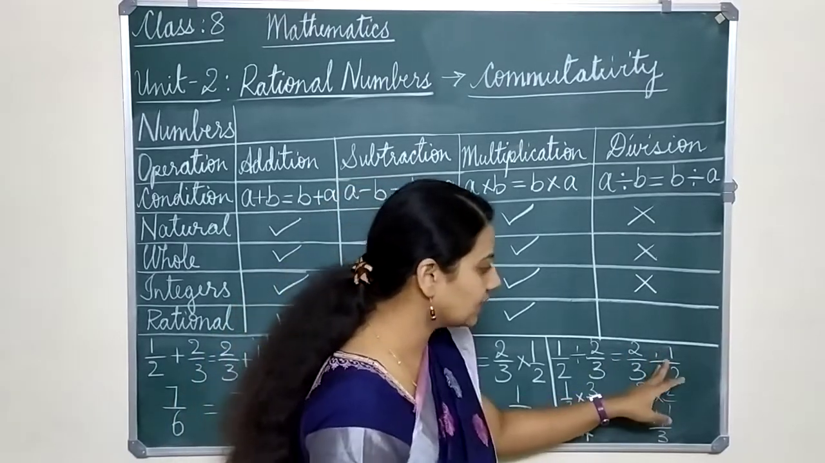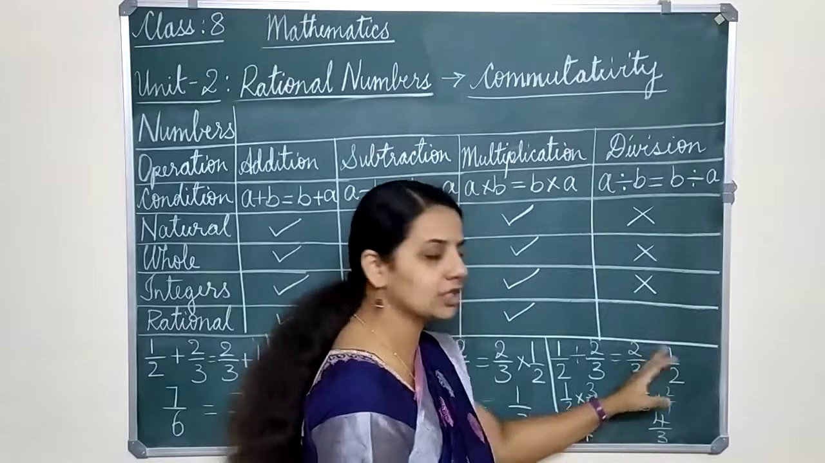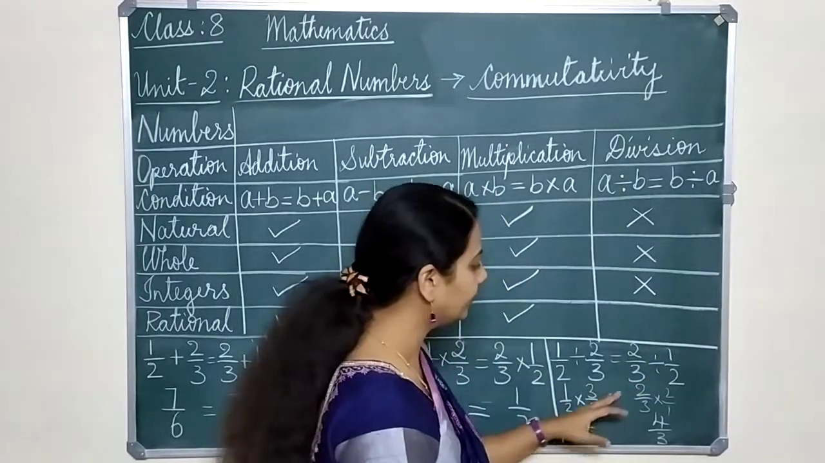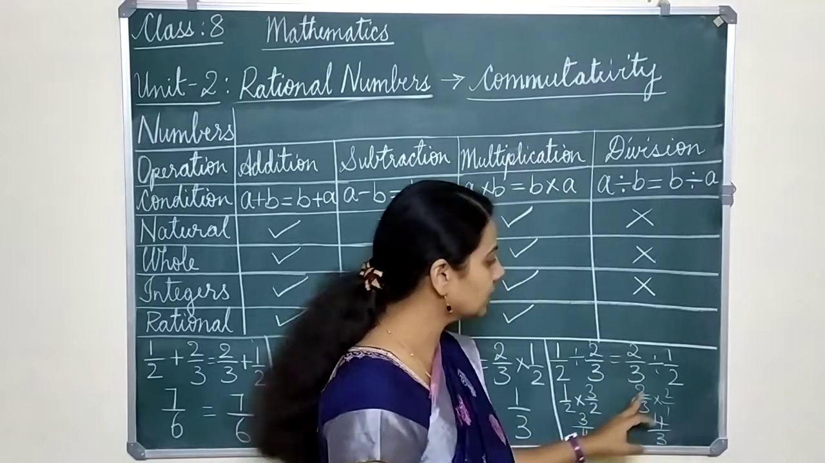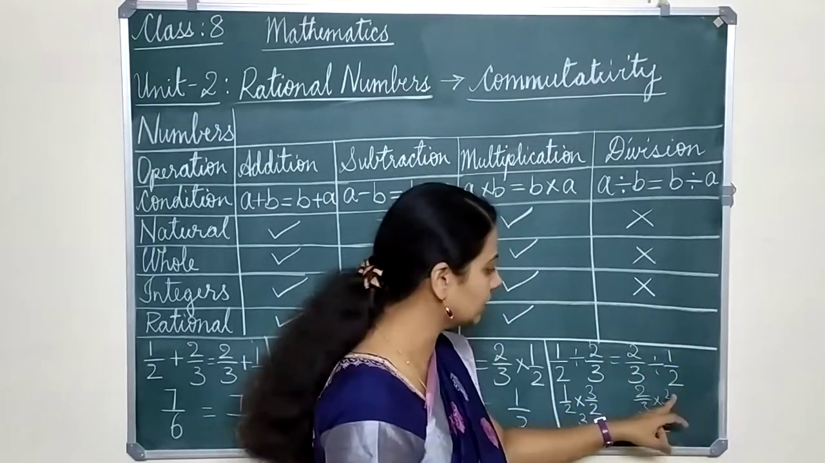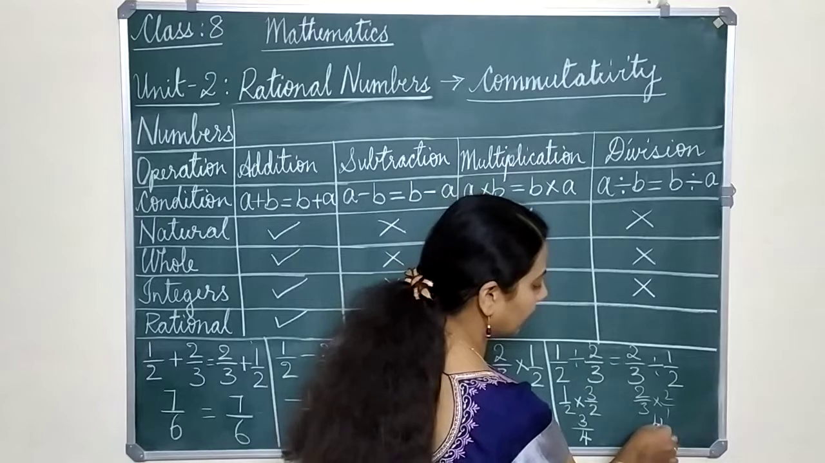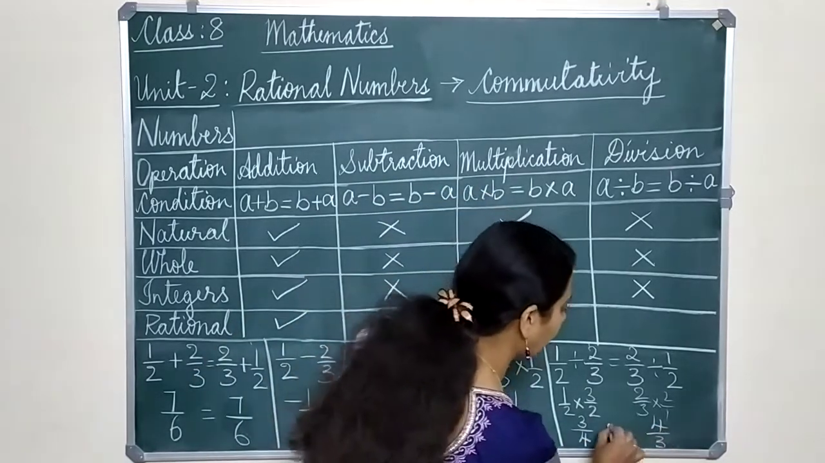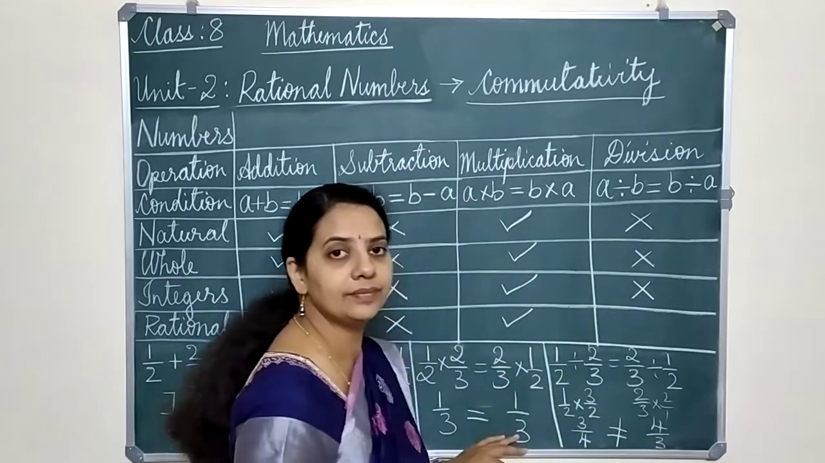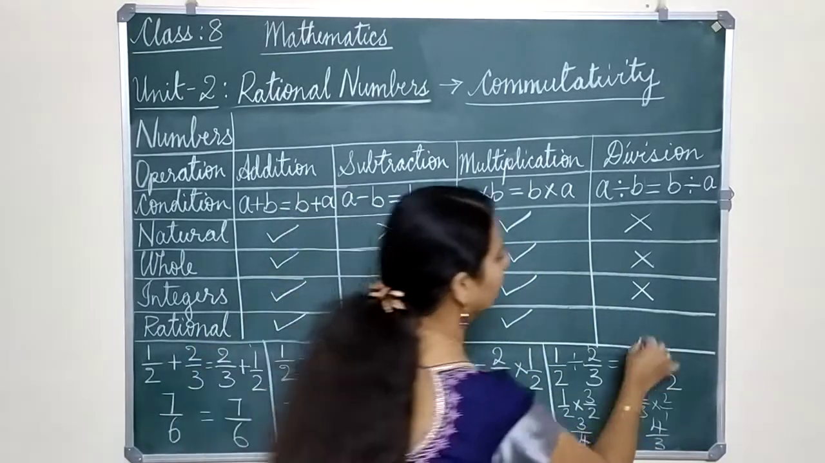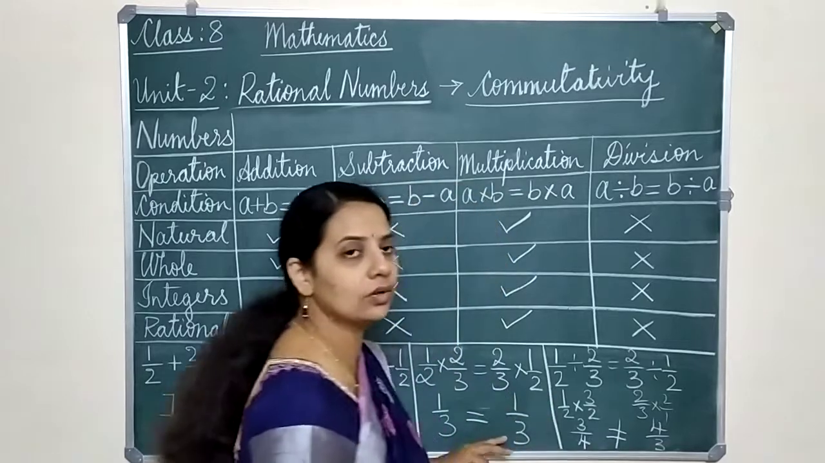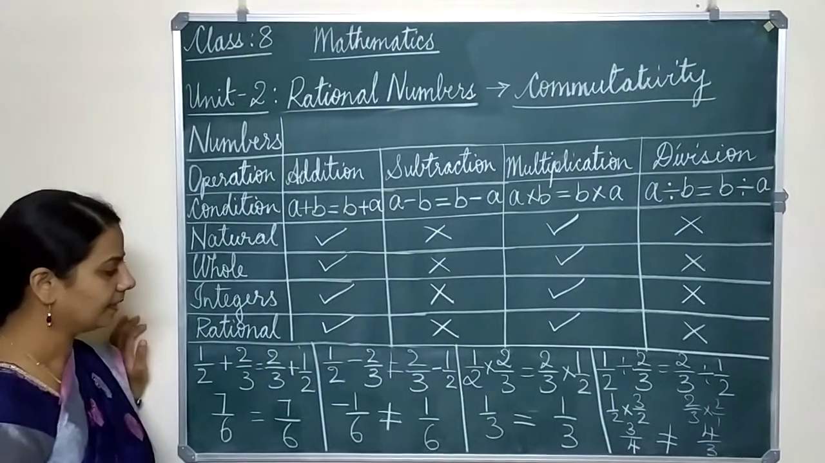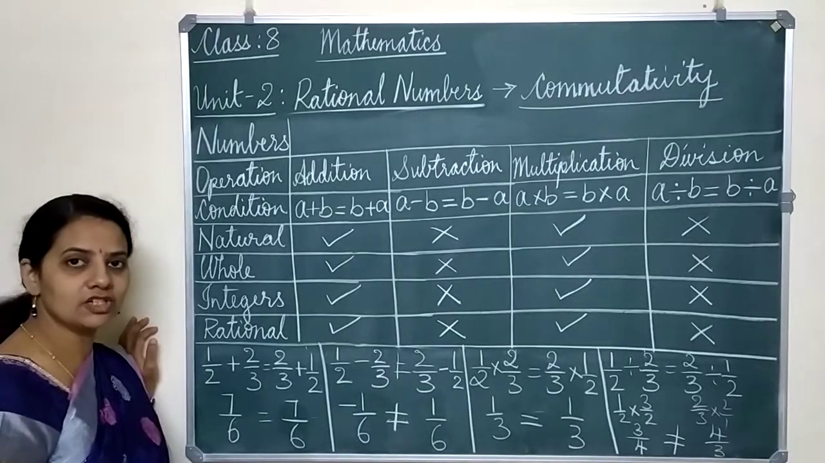Do you get the same answer when you interchange the numbers? That is 2 by 3 divided by 1 by 2. So 2 by 3 write down as it is. What is the reciprocal of 1 by 2? It is 2 by 1. So the answer you get is 4 by 3. So 3 by 4 and 4 by 3 are not equal. So this property doesn't hold good under division for rational numbers. Hope you have understood this much, children.